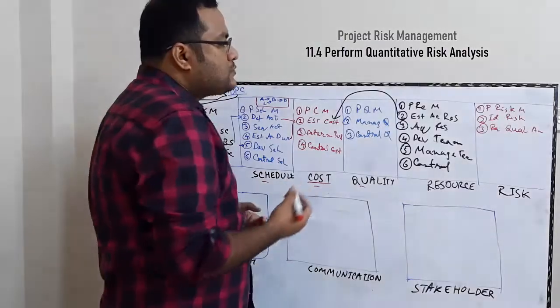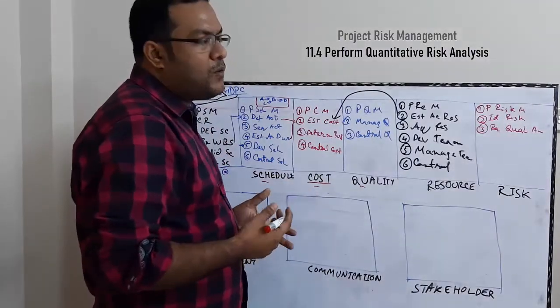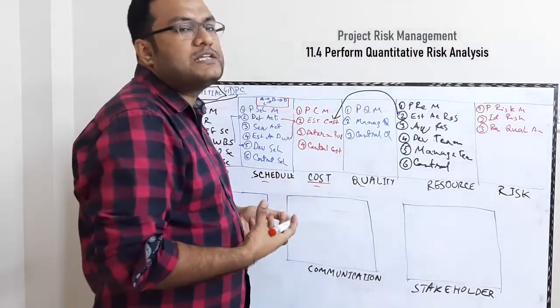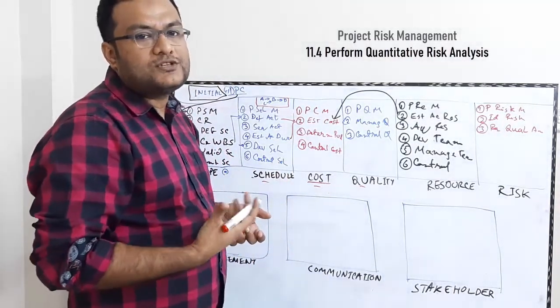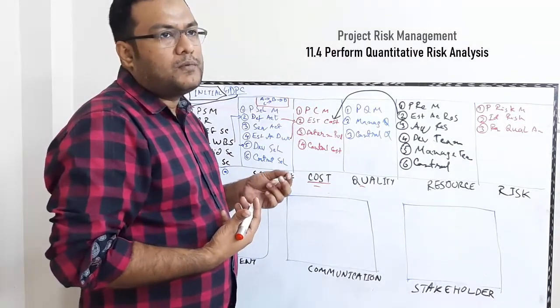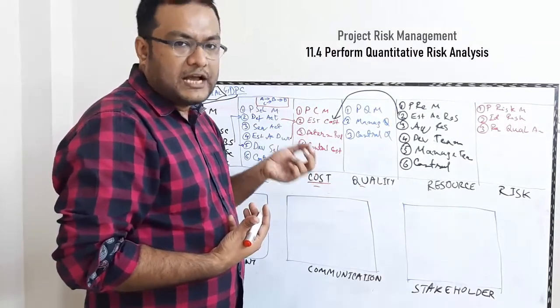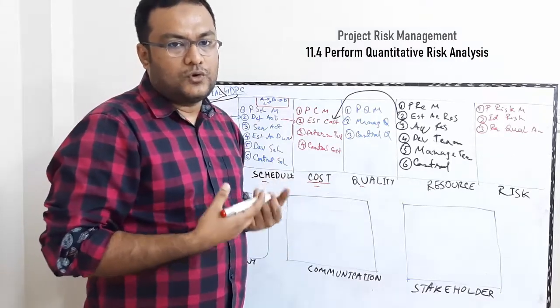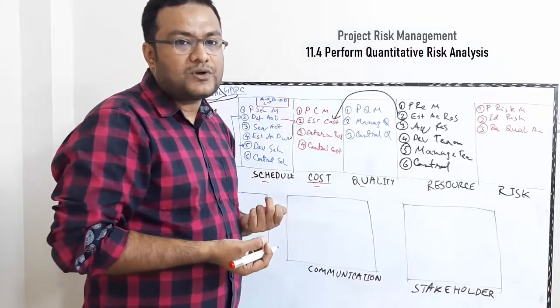Once you have this qualitative risk analysis, now you need to know how much of a contingency plan you need for each of the risks. Suppose a negative risk, if it occurs, will make you lose $10,000. So do you keep $10,000 as your contingency, or how much?